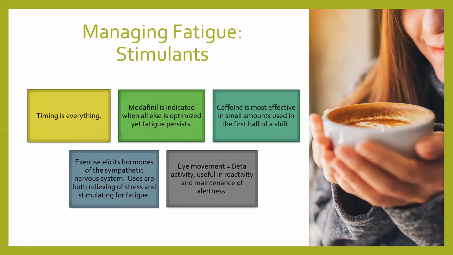Eye movement is really cool. Basically, what we're doing is stimulating beta activity in the brain. And this is really, really useful for people who are driving long distances. They always say when you're driving to keep your eyes moving on the road. The reason is that when you keep your eye fixed on one thing, like just the road in front of you, your peripheral vision goes away.